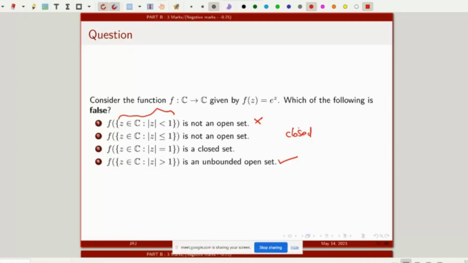Now, the question is, it is not an open set. If possible, if it is open, then this set becomes an open subset as well as a closed subset of C. But C is connected, so it is not possible. So it is not an open subset, so it is not an open set. The statement is true. Now, what about the third option? Is it okay? Option B, is it fine for you?